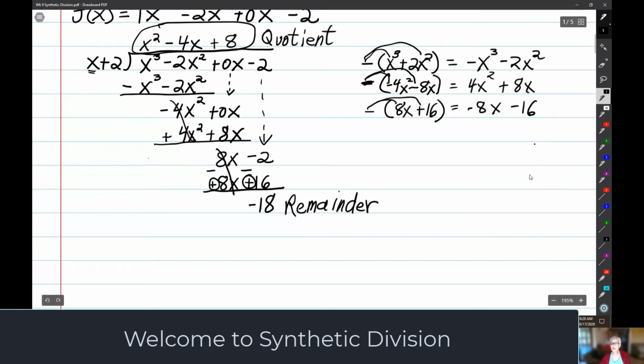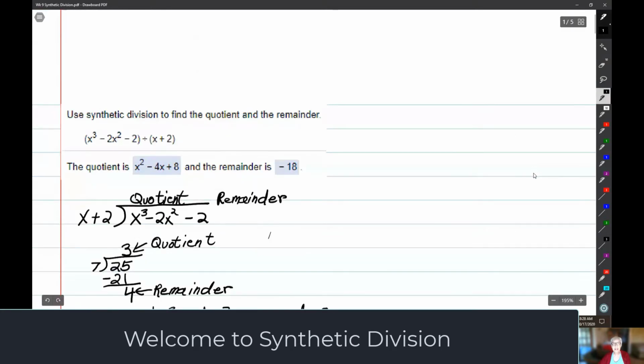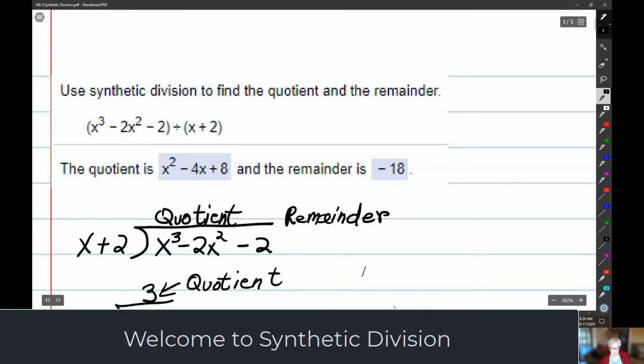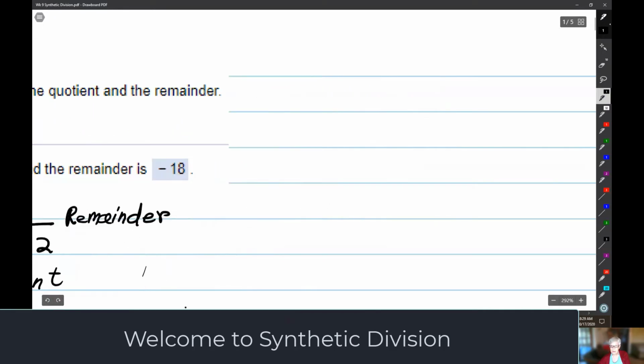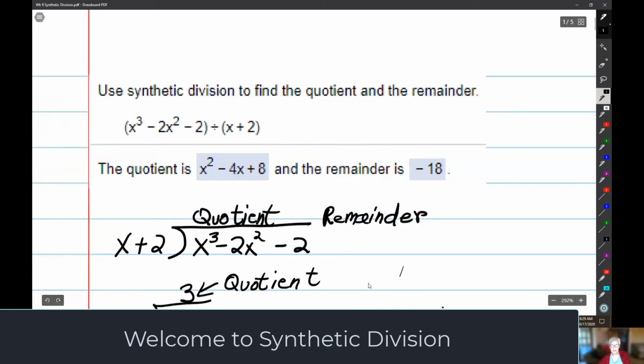Okay, now we're going to do the same thing with synthetic division. Again, what I have here, what this says, and I might need to make it bigger: x to the third minus 2x squared minus 2 divided by x plus 2. Now, I'm going to write that out. I'm going to write the f of x to the third minus 2x squared minus 2.